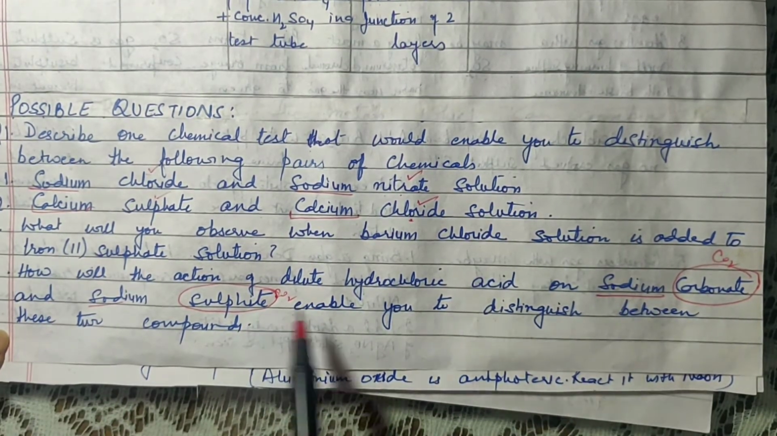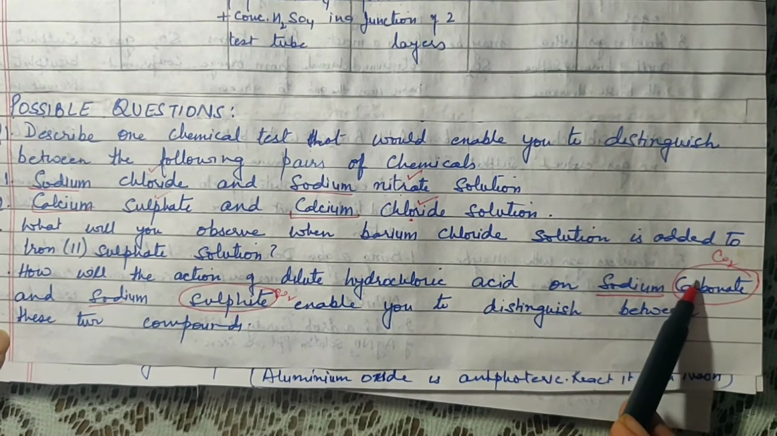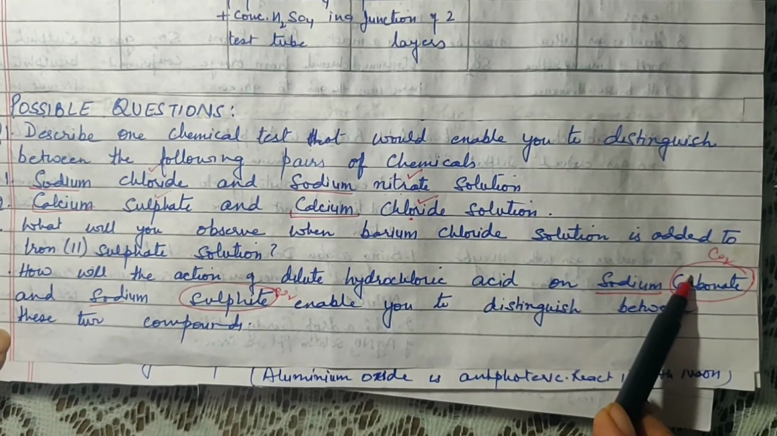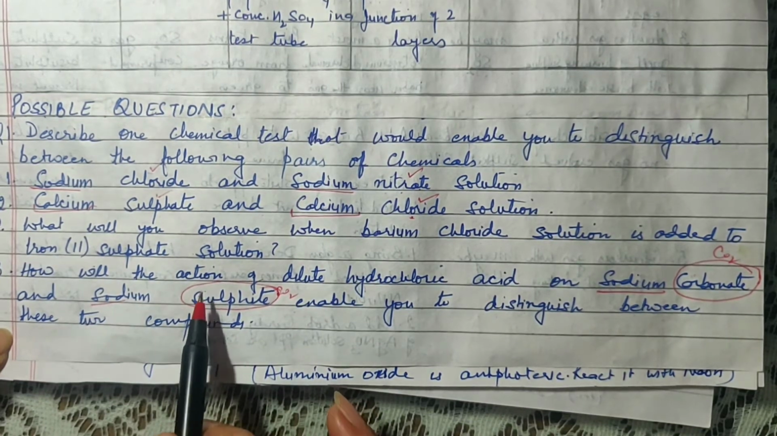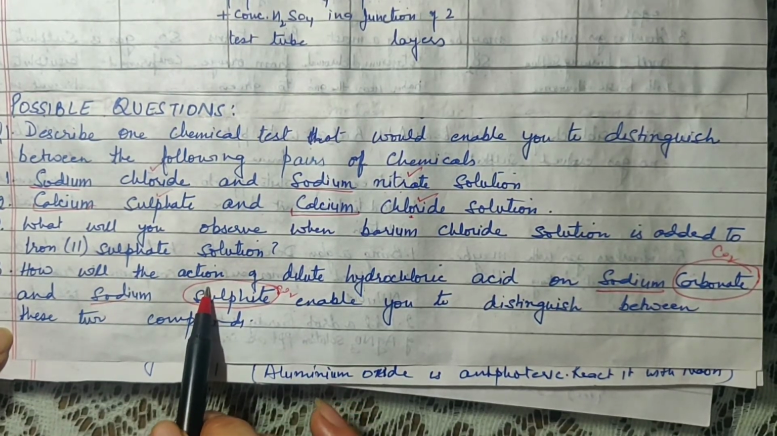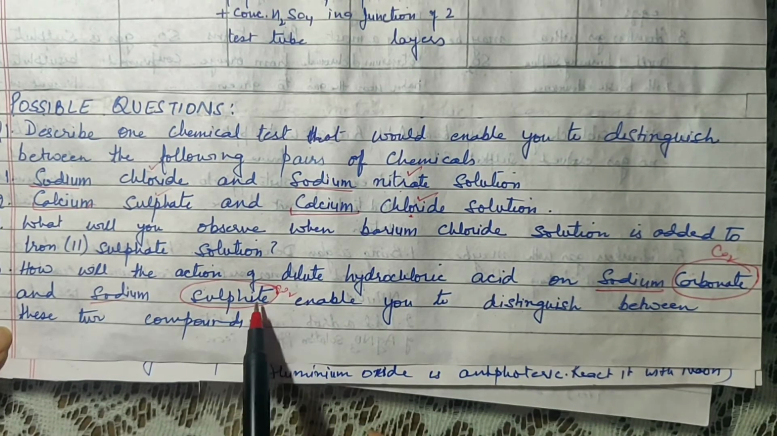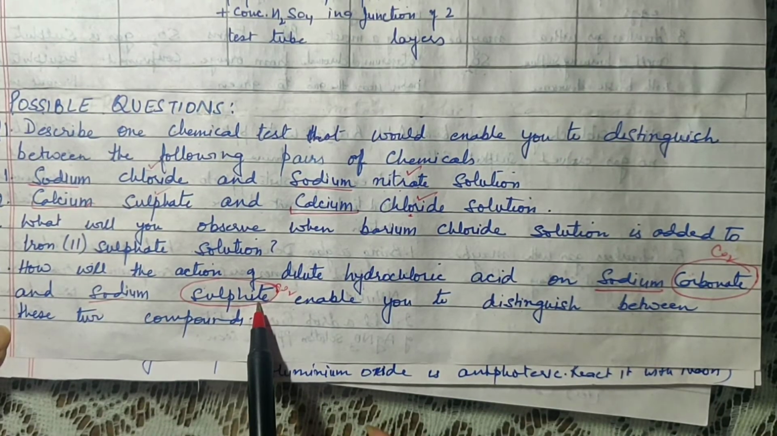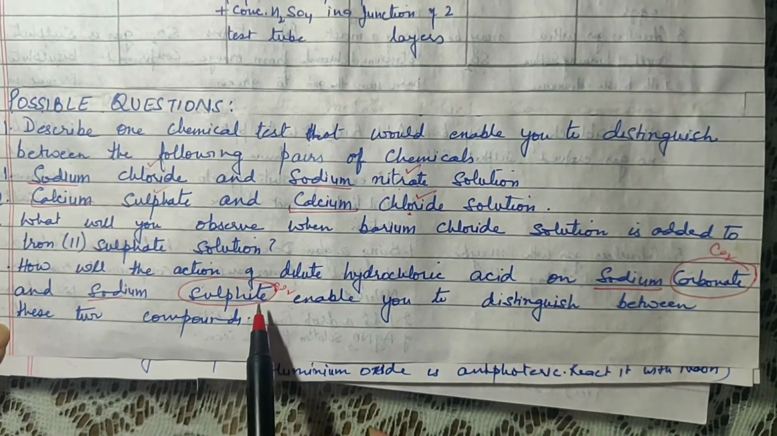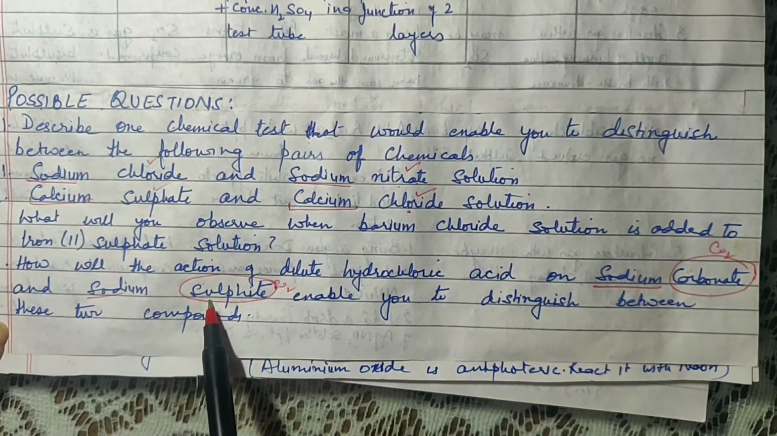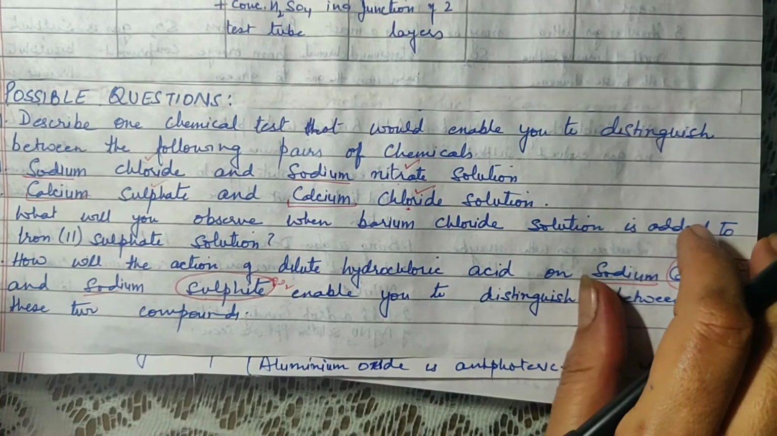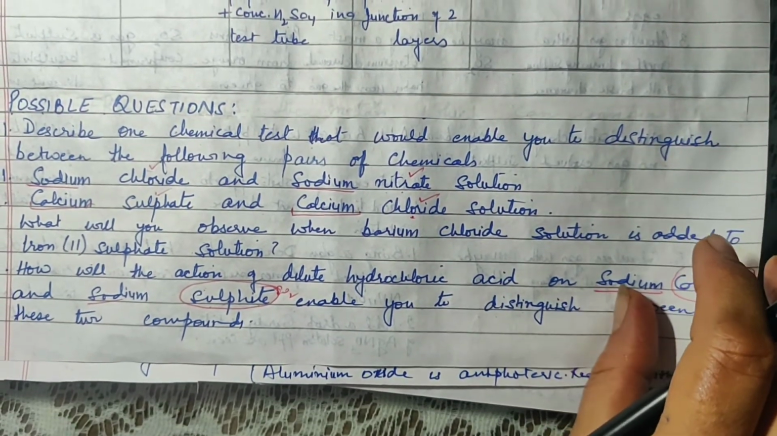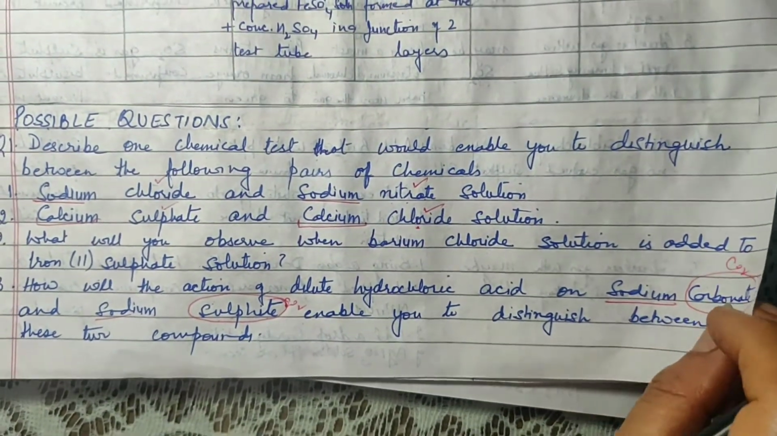You will first write about the addition of dilute acid, a colorless odorless gas produced with brisk effervescence, and a colorless gas produced with brisk effervescence which has a smell of burning sulfur. Then pass both the gases through moist potassium dichromate paper. The one which turns it from orange to green is sulfite, the other one is carbonate. Alright, so this was regarding the type of questions which can be asked from here.